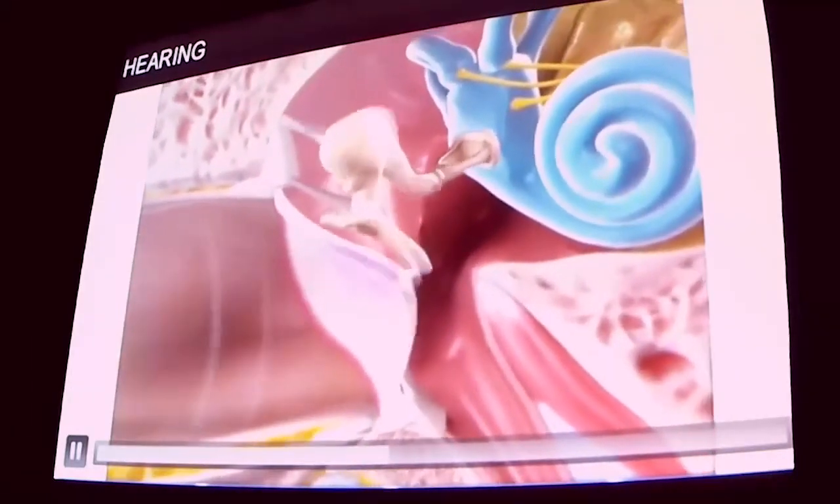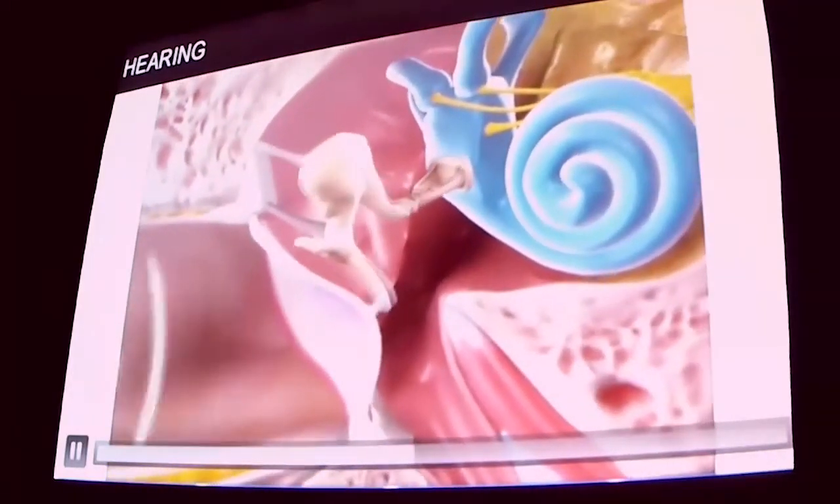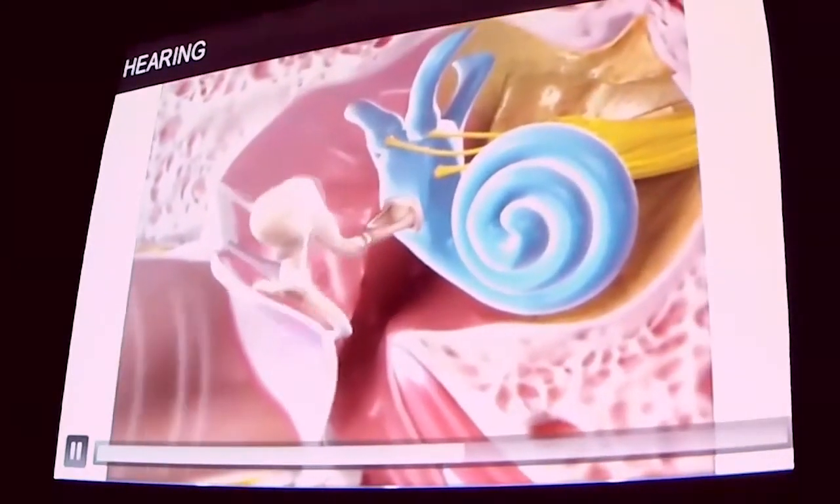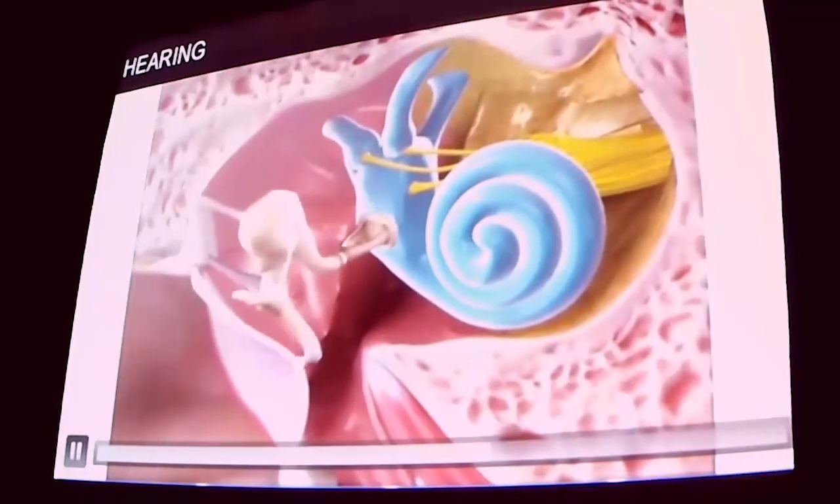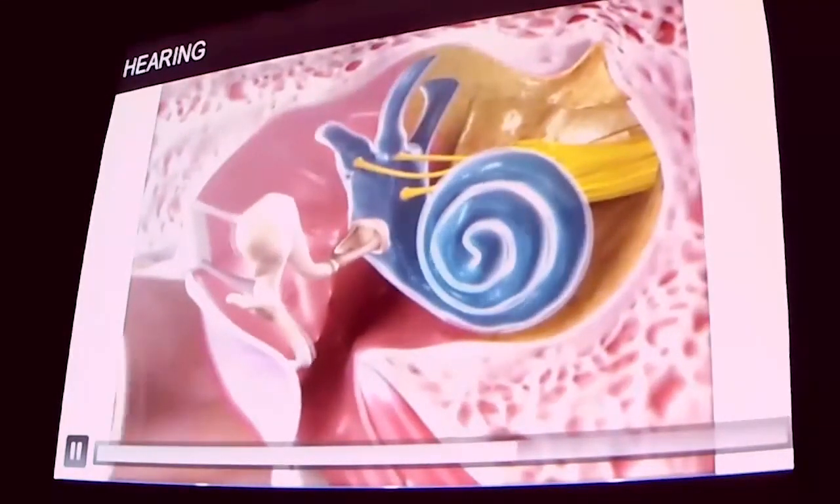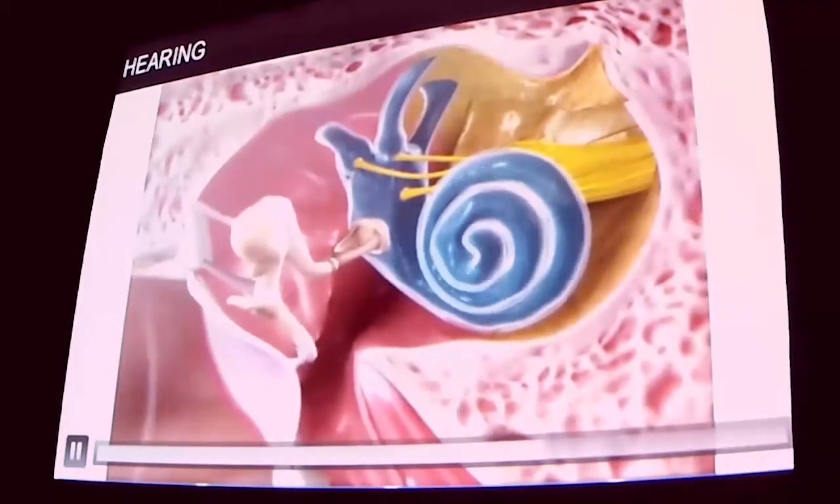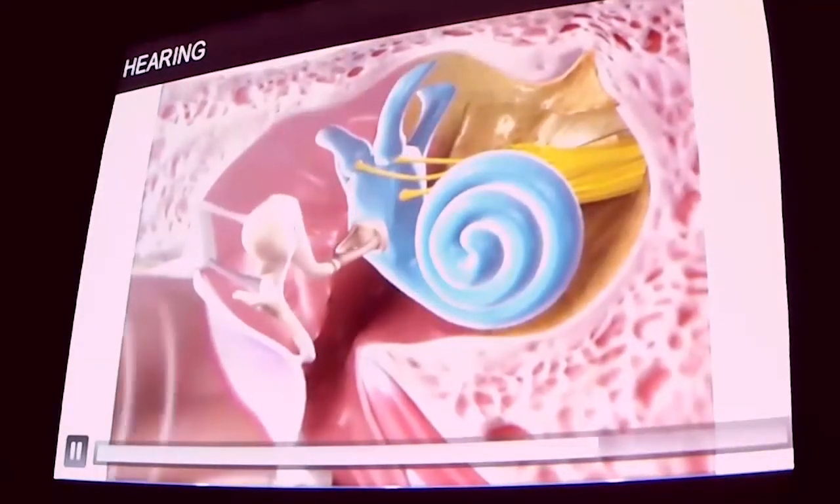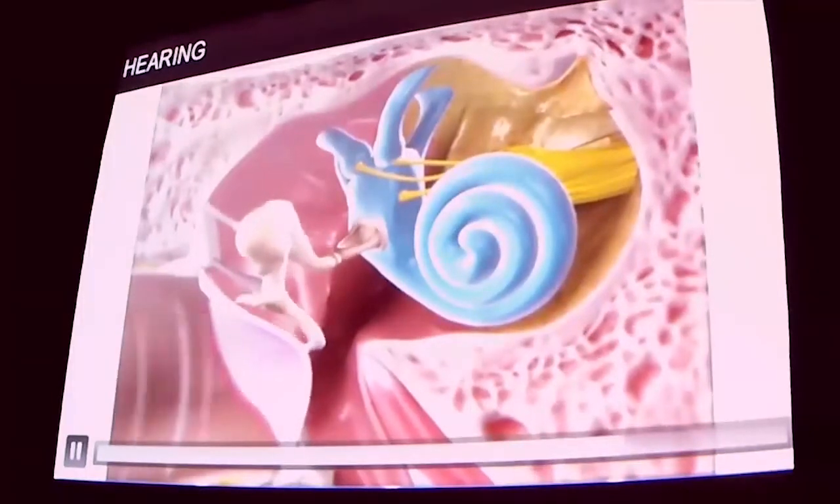The bones make contact with a fluid-filled structure in the inner ear called the cochlea, and the mechanical movements of the auditory ossicles move fluid inside the cochlea. The fluid waves move hair cells that line the cochlea, and the movement of these cells activate nervous system receptors.